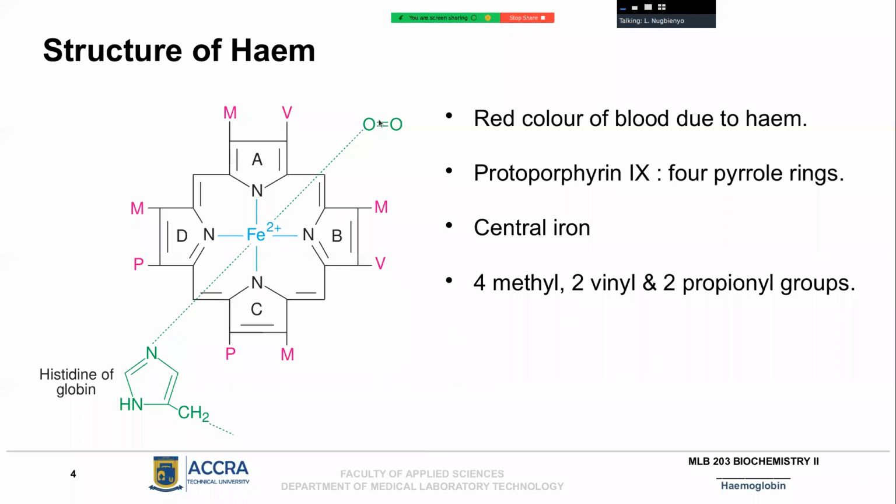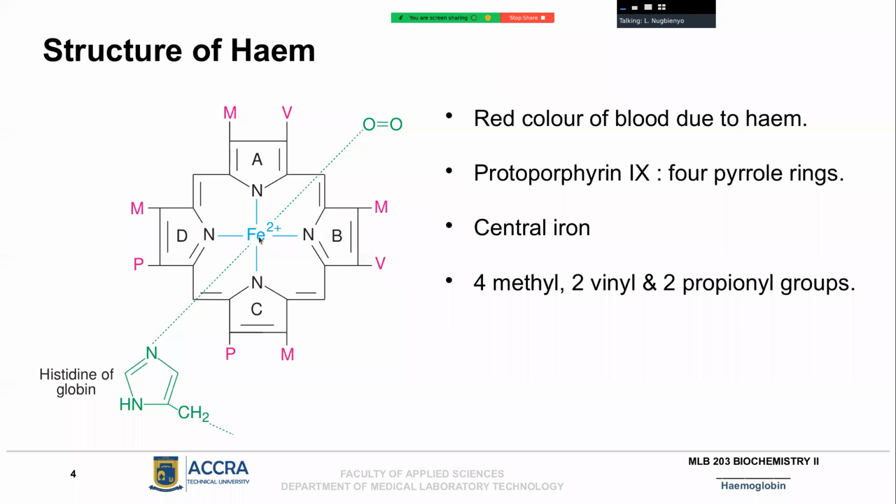So we have this representation in green as the protein part. This is histidine in the globin, and this is just showing that it is an amino acid. So this will be a side chain, and you have the carboxyl group at the other end. So we have the protein, which is bound to this ion at the center of the heme.